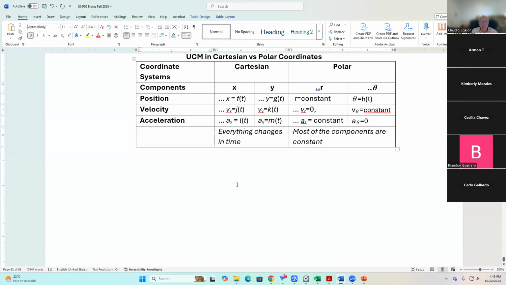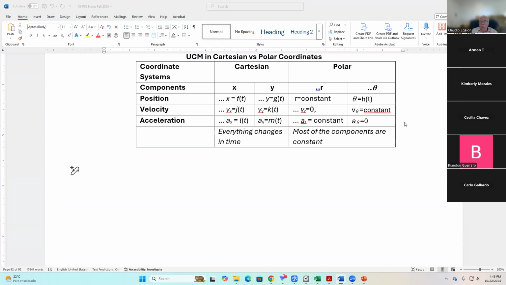Do you see now the advantage of using the polar coordinate system? Whereas all 6 components in the Cartesian coordinate system change in time, only one component in the polar coordinate system changes with time. Everything else is constant. That's the great advantage of using the polar coordinate system. Let's see, what time is that? 4 more minutes to go.